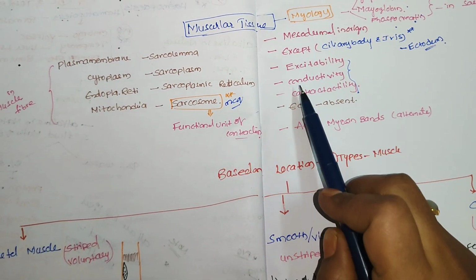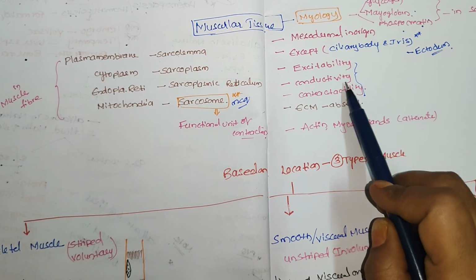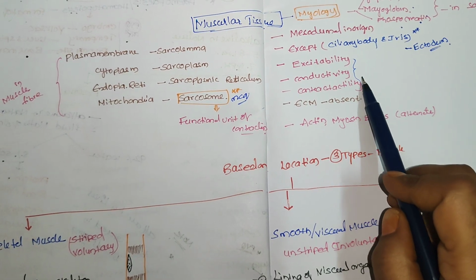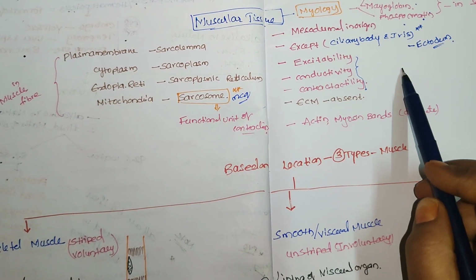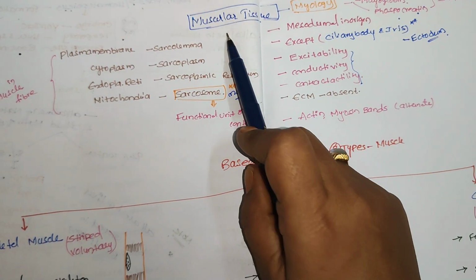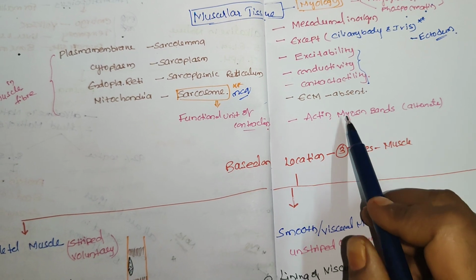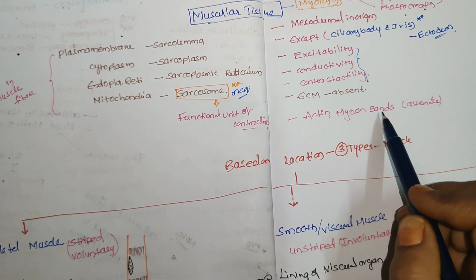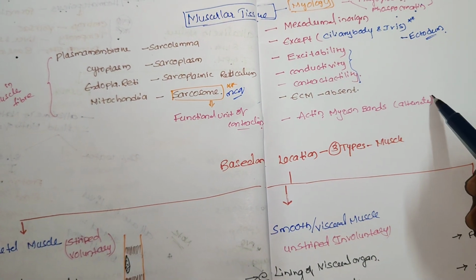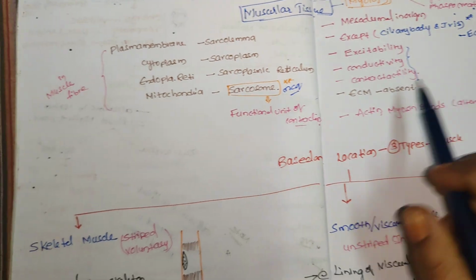Then what is the function of muscle tissue? Excitability, conductivity, contractibility. With the help of these functions of muscle tissue, we can have locomotion, meaning movement. Then here the extracellular matrix is also absent, and it has actin myosin bands in alternate form. Due to that we have striped muscle and unstriped muscle.